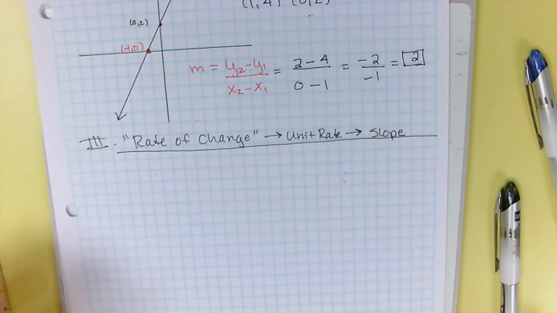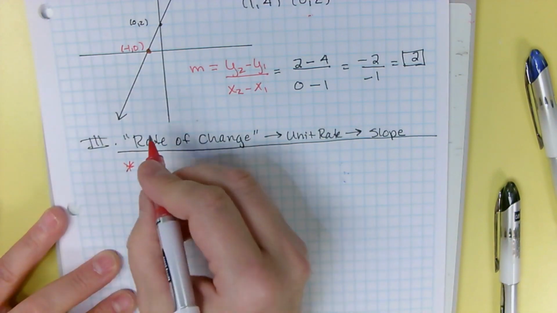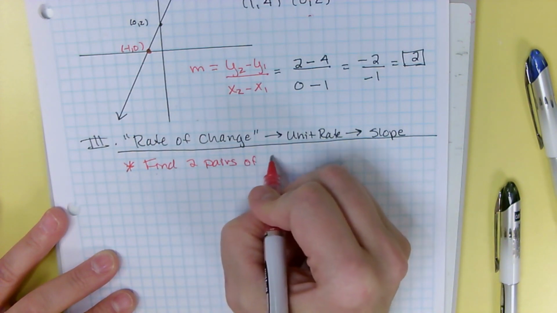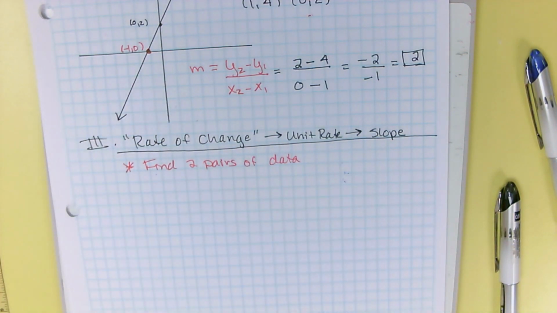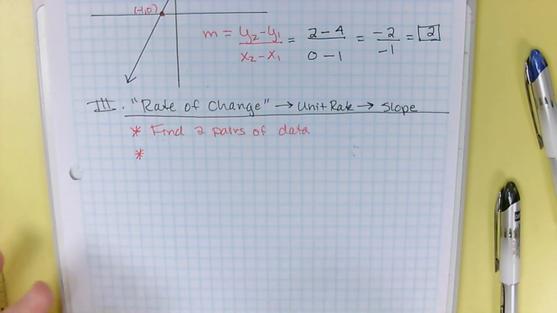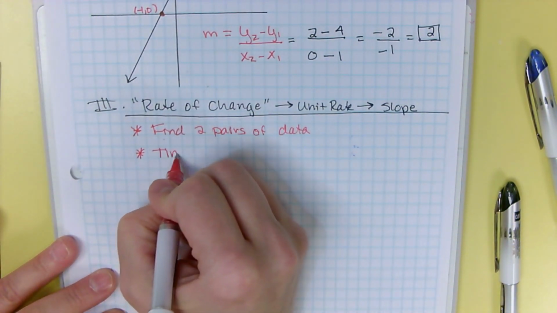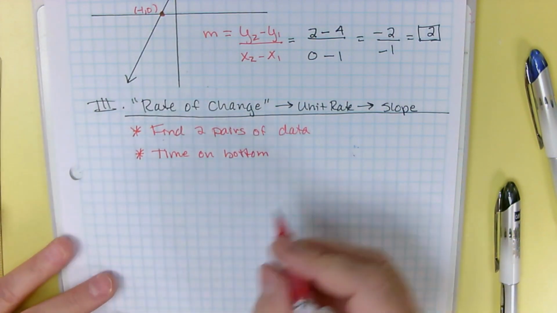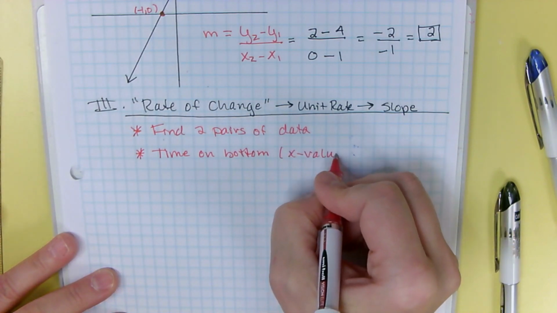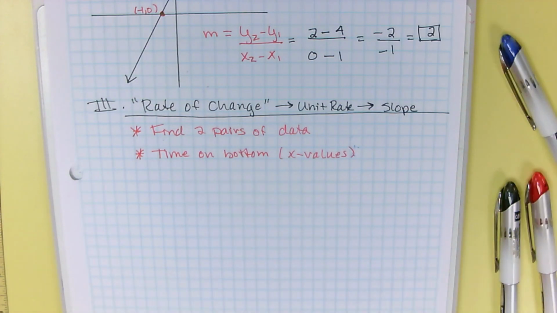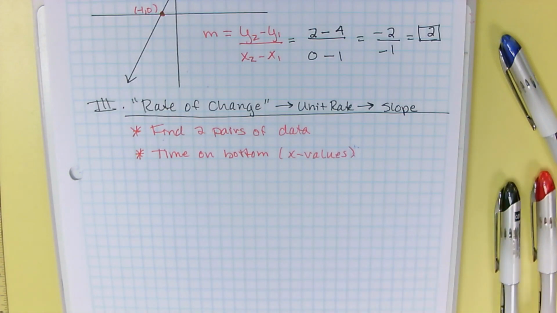So when you do a unit rate or a slope, your steps are to find 2 pairs of data that go together, find 2 pairs of data, and then the second one is to make sure that time is usually on the bottom, which means that your time is going to be your x values when you make the points. So here's an example question of a rate of change question. This is a pretty common one.